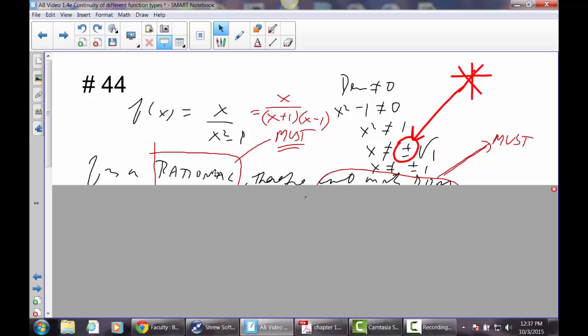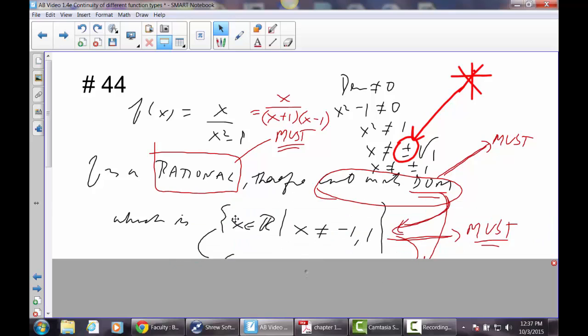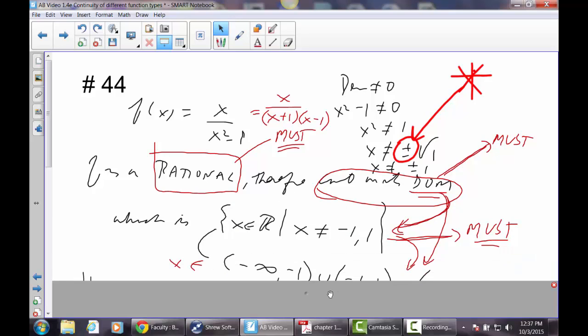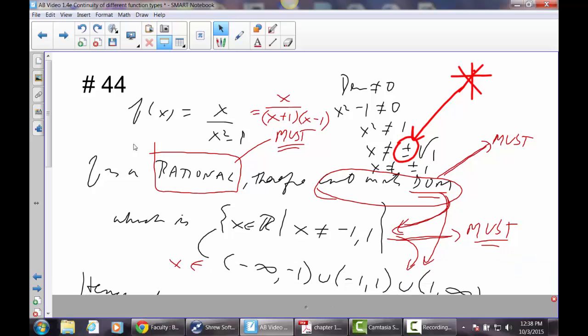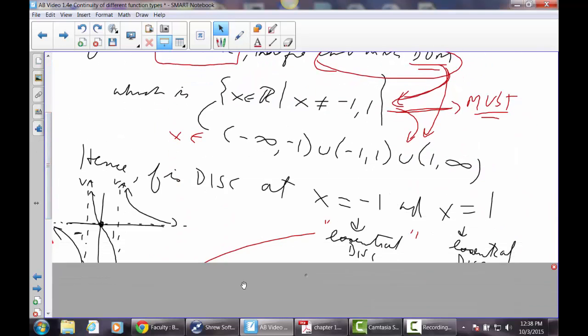So again, you tell me the type of function. You tell me it's continuous on its domain, and you tell me what its domain is, which is all real numbers. You can write it this way or this way. So, this function is therefore discontinuous at x equals negative 1 and at x equals 1.